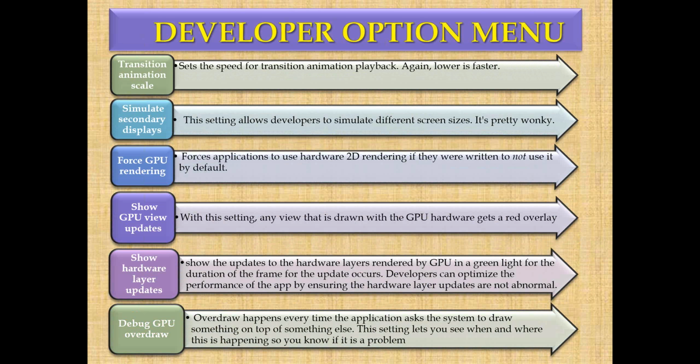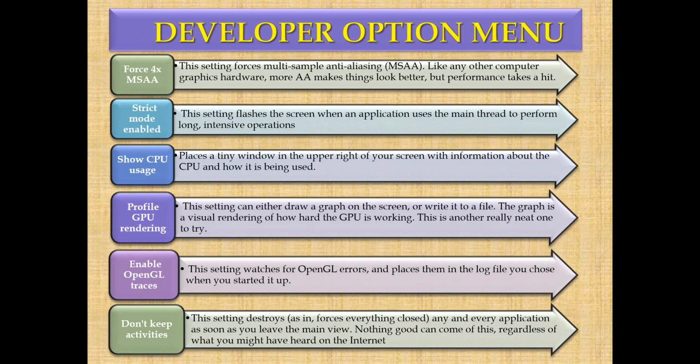So another thing, what is here? Debug. This one is good. Debug GPU overdraw. Overdraw happens every time the application asks the system to draw something on top of something else. So this is a very helpful menu just in case there is a problem. It lets you nail the problem down and lets you know where the problem is happening.